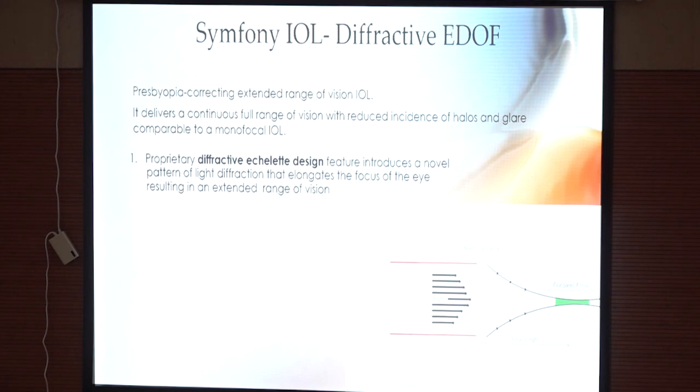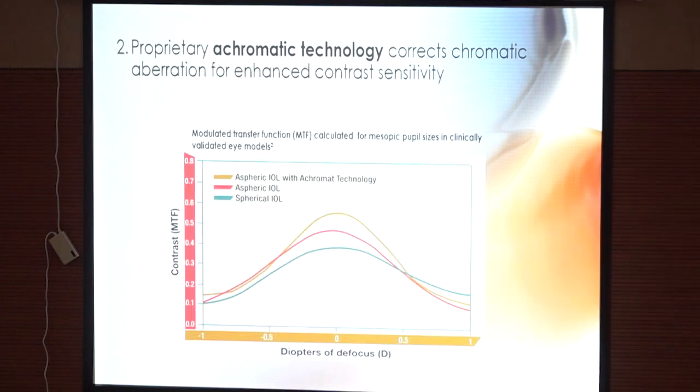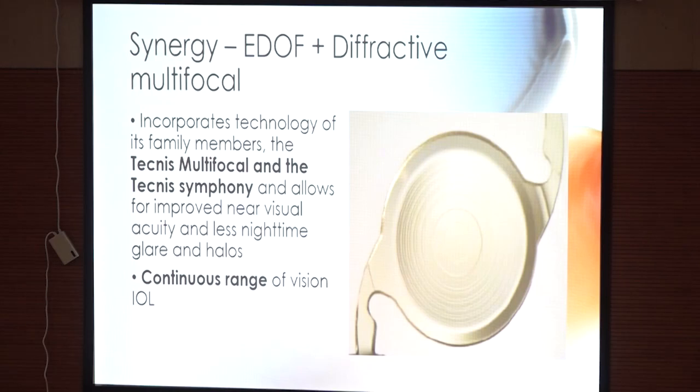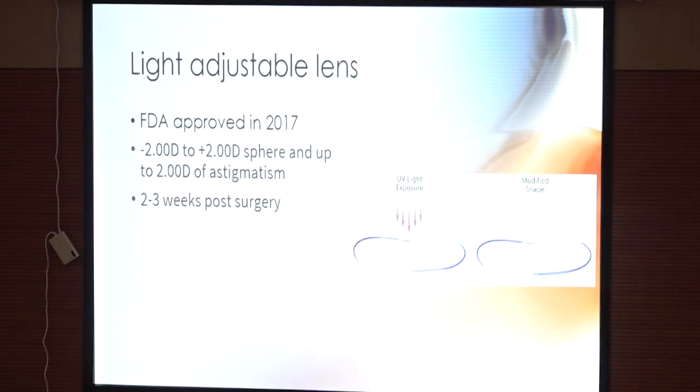The Symphony is a diffractive EDOF. Diffractive means it will have these rings, but it will be extended depth of focus. So it will provide a full range of vision with reduced halos and glares as compared to a proper diffractive IOL. It has an achromatic technology. Synergy has EDOF with diffractive multifocal, so it is an offspring of Tecnis multifocal and Tecnis Symphony.